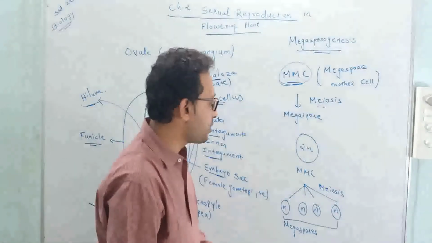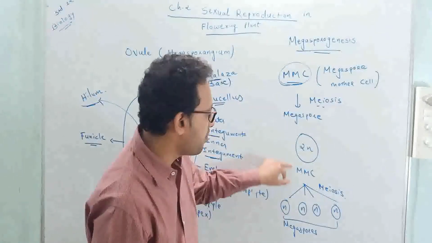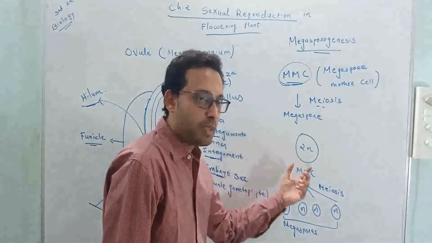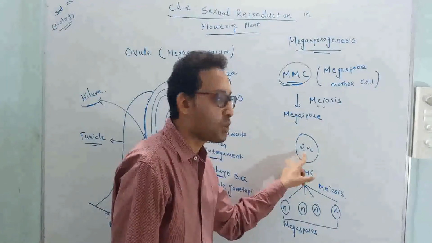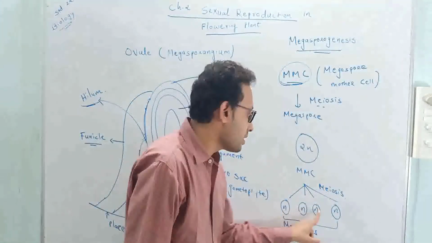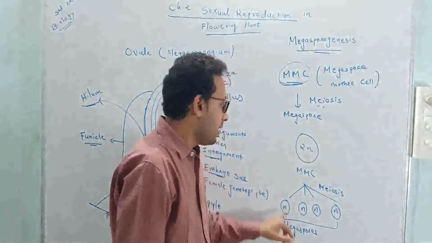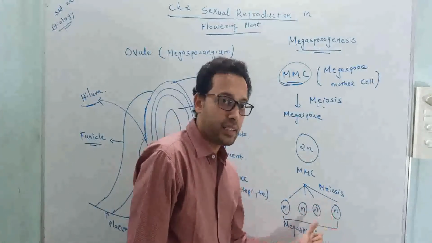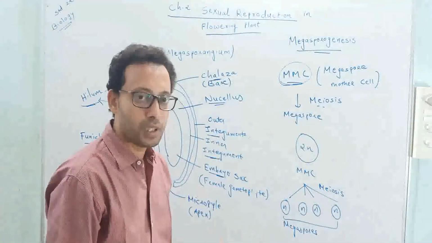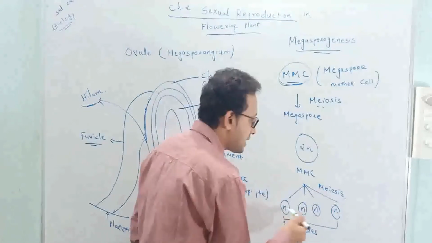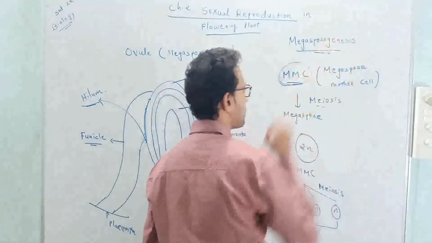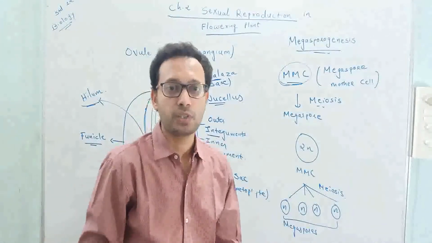So it is simple: a process of formation of megaspores from the megaspore mother cell. A diploid megaspore mother cell, remember its ploidy is 2n, undergoes meiosis and generates 4 haploid megaspores, each containing n chromosomes. This process is called megasporogenesis. So one megaspore mother cell generates 4 megaspores. Clear, students? That process is called megasporogenesis.